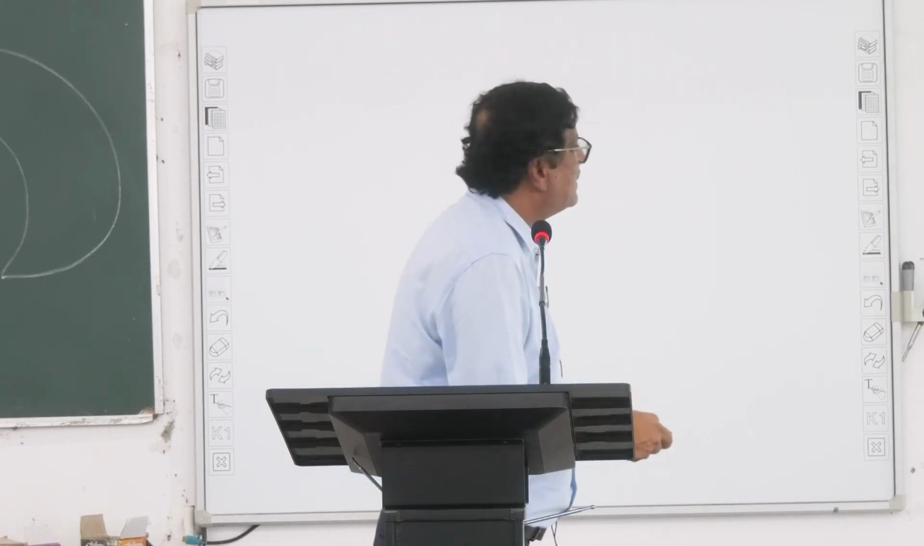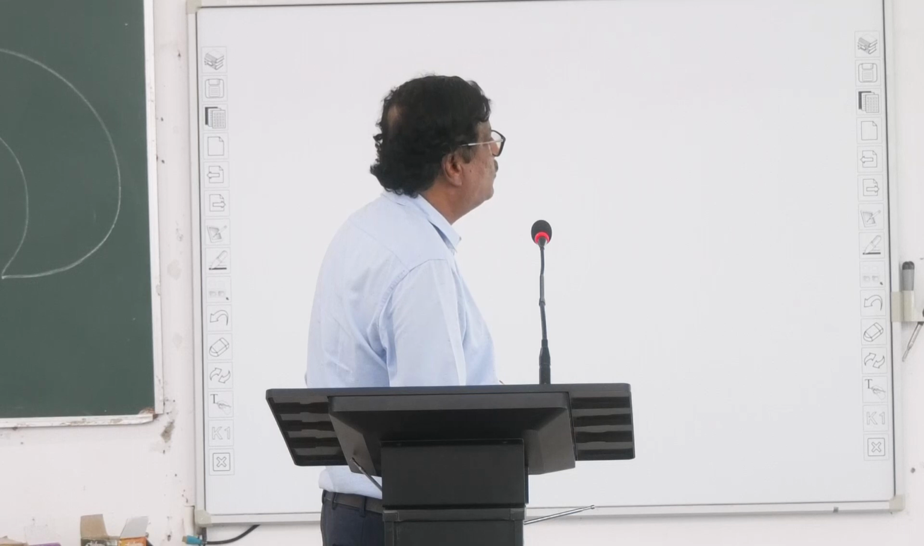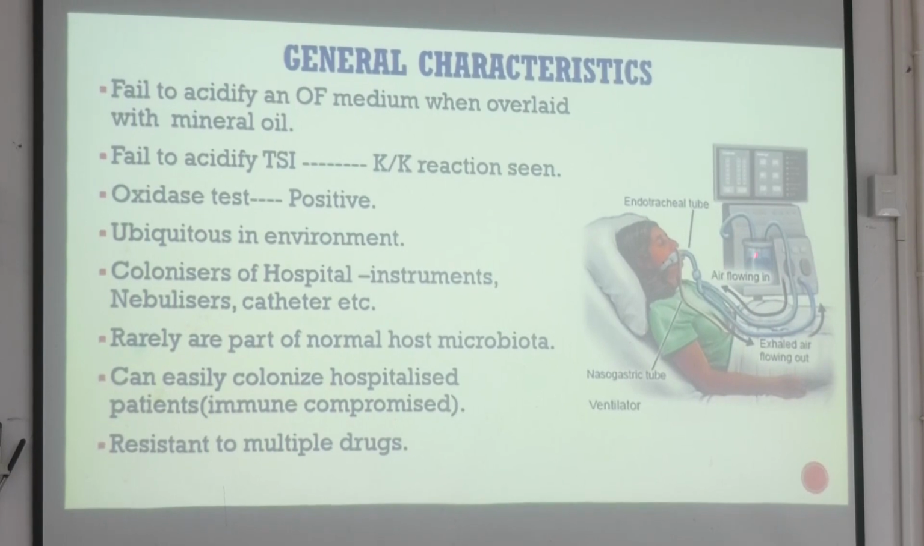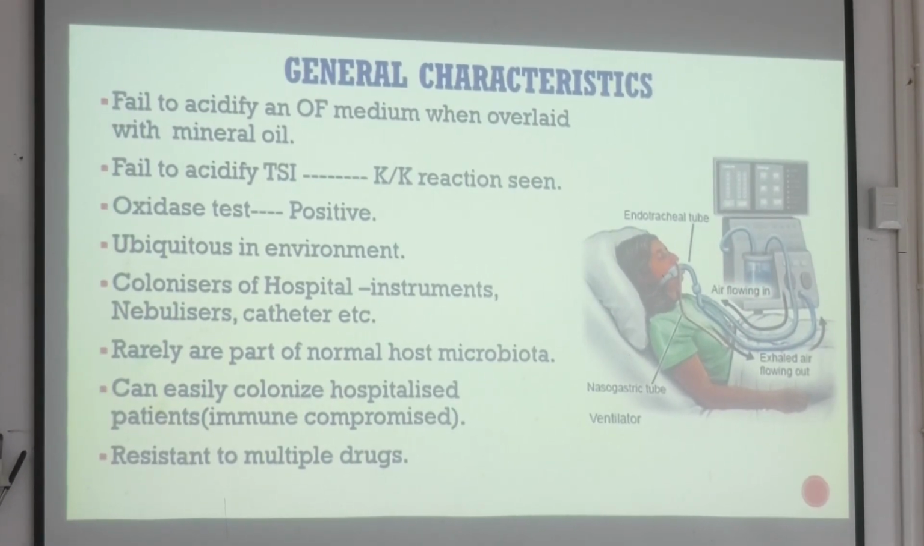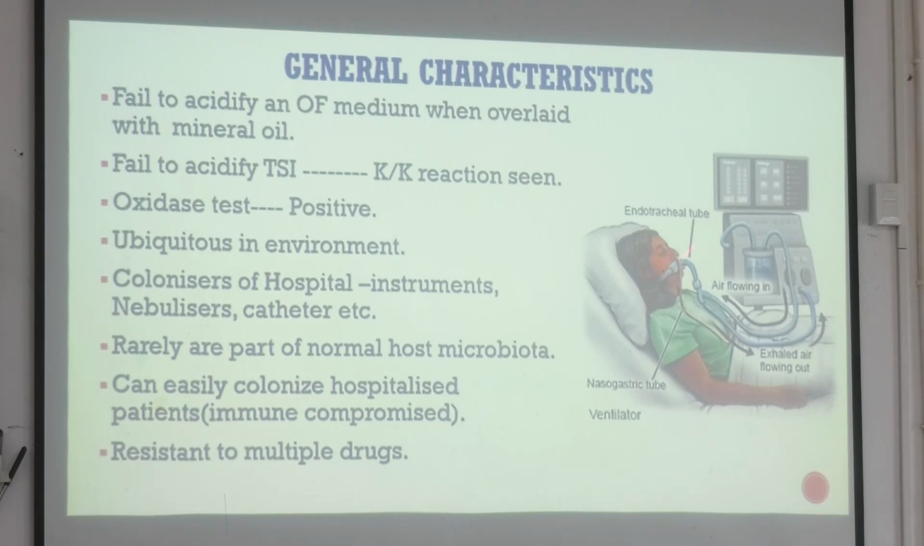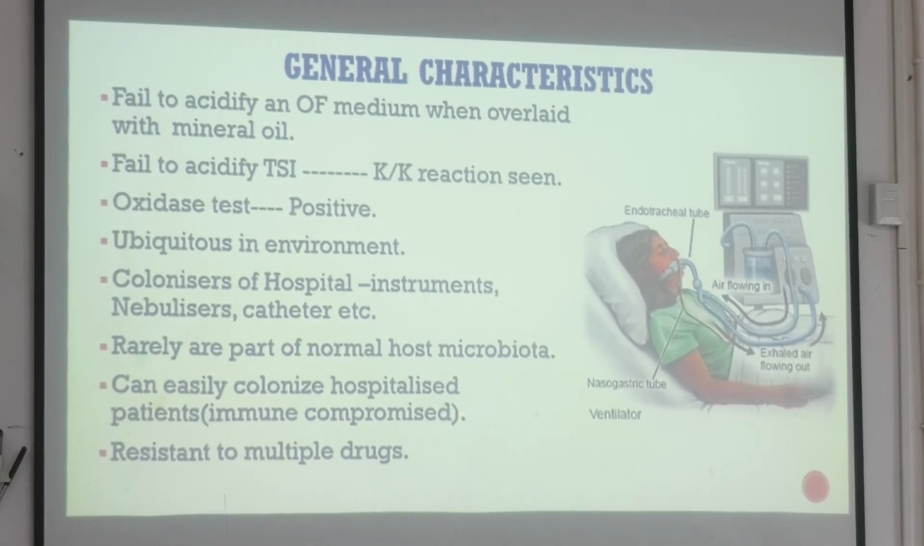Ubiquitous in the environment, always present in the environment, everywhere. And it colonizes the hospital, it colonizes within the instruments, within this tube, within this humidifier. We have to check this humidifier every time the patient is discharged. Then we must check this humidifier and the entire tube. We have to replace it if possible. The endotracheal tube, we have to replace it each and every time. The nebulizers, the catheters, rarely they are part of the normal host microbiota, can easily colonize hospitalized patients, immunocompromised, and it is resistant to multiple drugs, as I have mentioned.